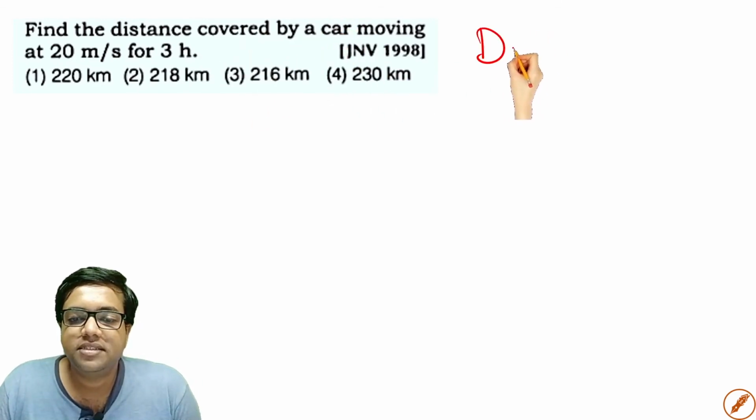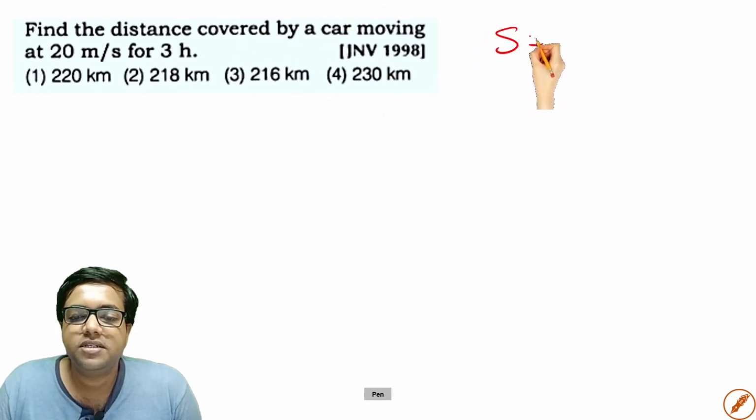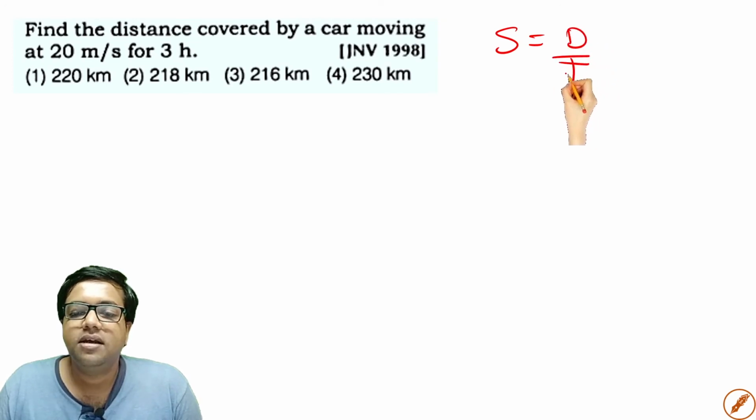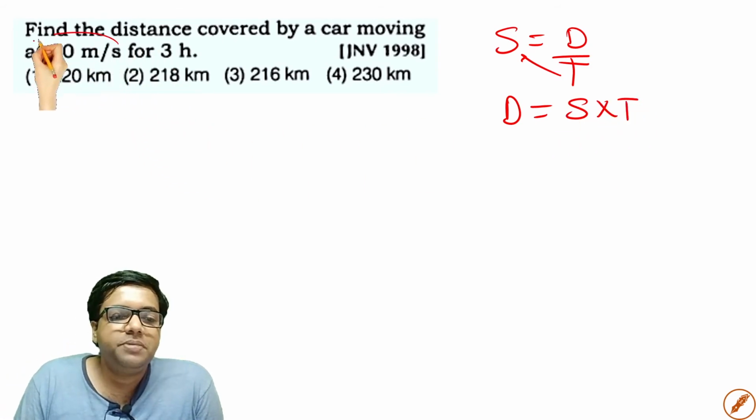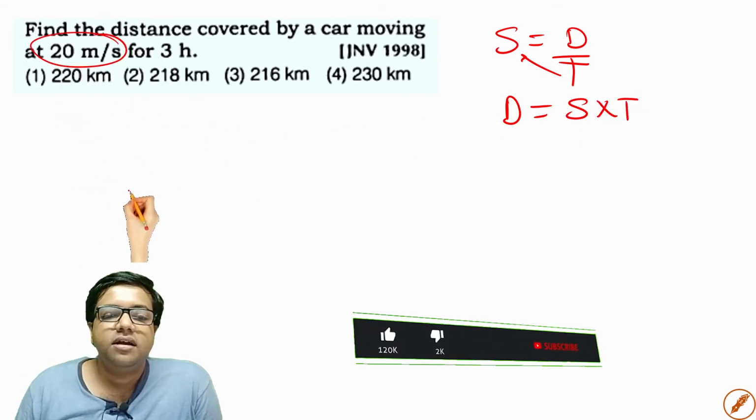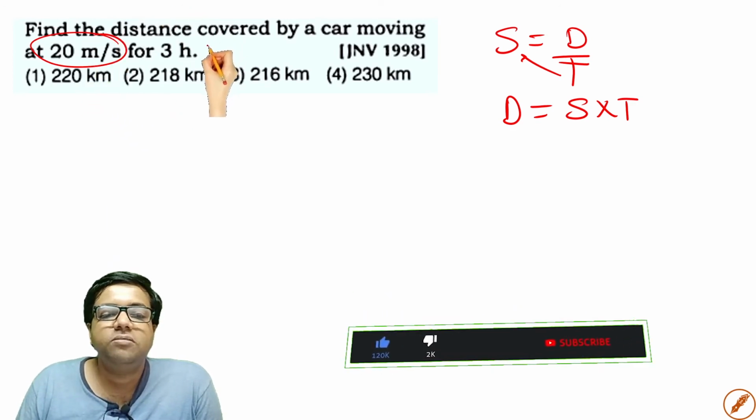We need to find the distance. You know the formula for speed is equal to distance by time taken, and cross multiplying, you will get distance is equal to speed into time. But here the speed is given in meter per second, right? So we need to convert it into kilometer per hour.